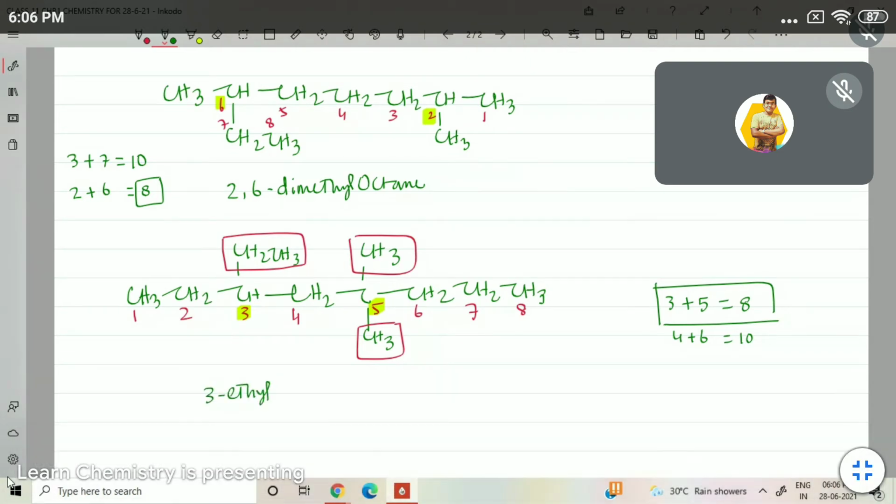Agree everyone? 3 ethyl. With the fifth carbon you have got 2 methyl groups. So that means 5 comma 5 dimethyl. And how many carbons are there in the main chain? 8 carbons. So octane. Understood? 3 ethyl, 5 comma 5 dimethyl octane. This is the answer.